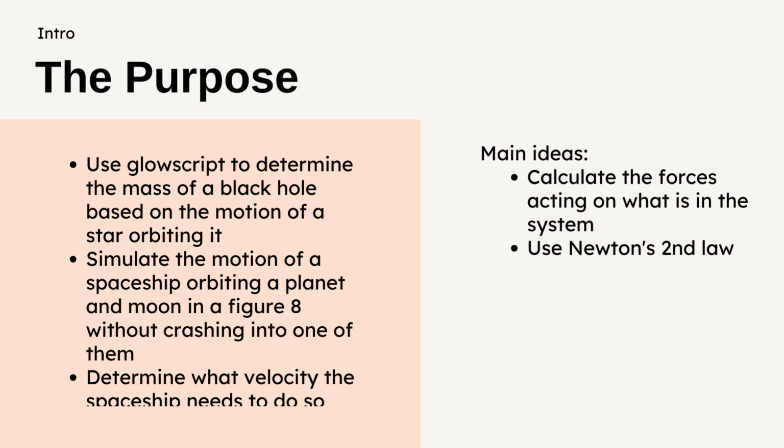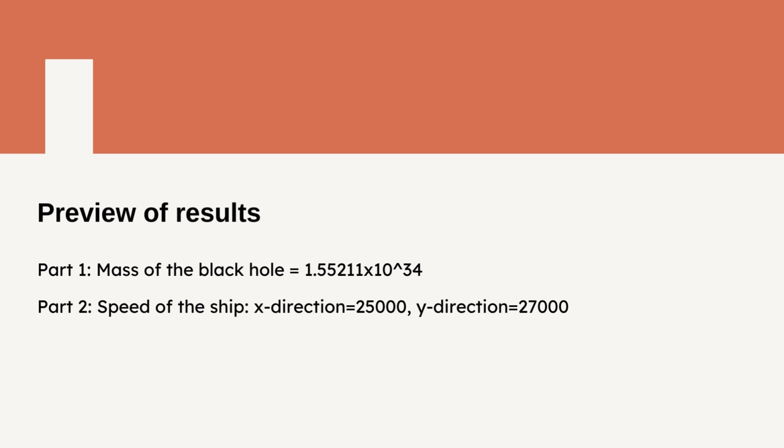And then we had to determine what the velocity of the spaceship needed to be in order to do so. So the main idea was we needed to calculate the force acting on the system. This included gravity force and the other ones that were included, and use Newton's second law. So here's a preview of the results. For part one, we were looking for the mass of the black hole, which we find here. And for part two, we were looking for the x and y initial speed of the ship in order to complete its orbits. So this is the x and y components of velocity.